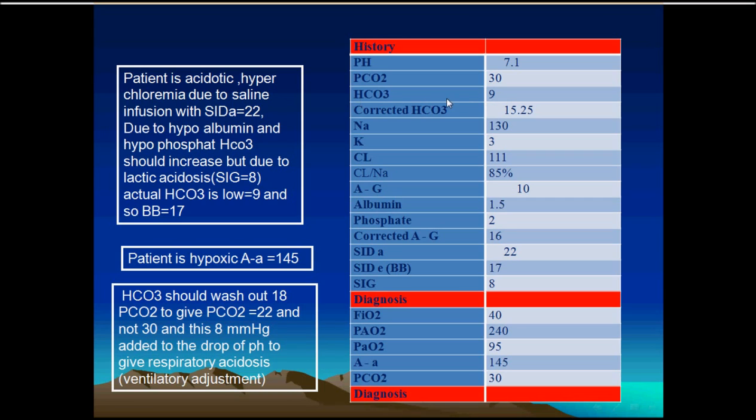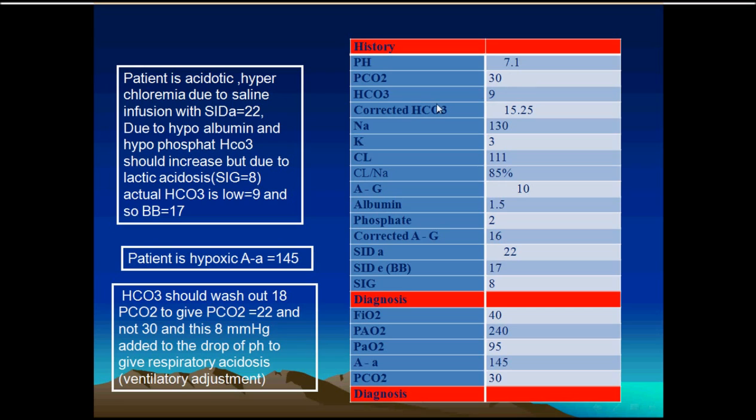When you look at it, the bicarbonate is 9 instead of being 24. The difference is 15. Each 1 of bicarbonate loss corresponds to a 1.2 drop in carbon dioxide. When you multiply 1.2 by 15, it gives you about 18. The expected carbon dioxide, 40 minus 18, will give you 22.